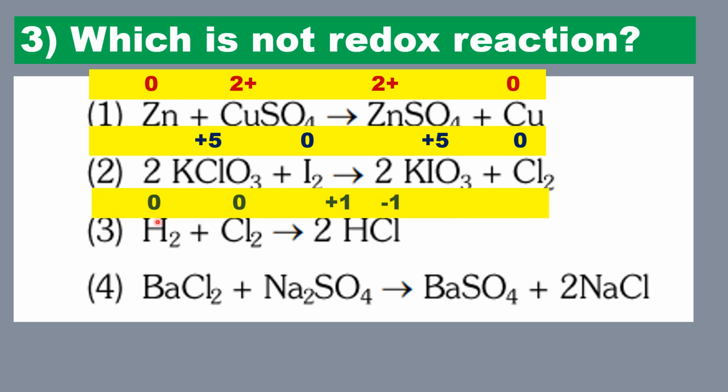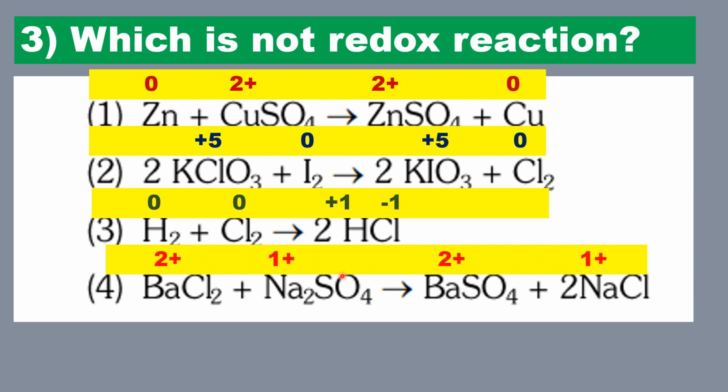The next case, H2, it is in molecular form, therefore its oxidation state is 0. Chlorine in its molecular form, oxidation state is 0. In this case, hydrogen is plus 1. Hydrogen is oxidized, chlorine is reduced by accepting the electron, to minus 1. Therefore, it is again a redox reaction.